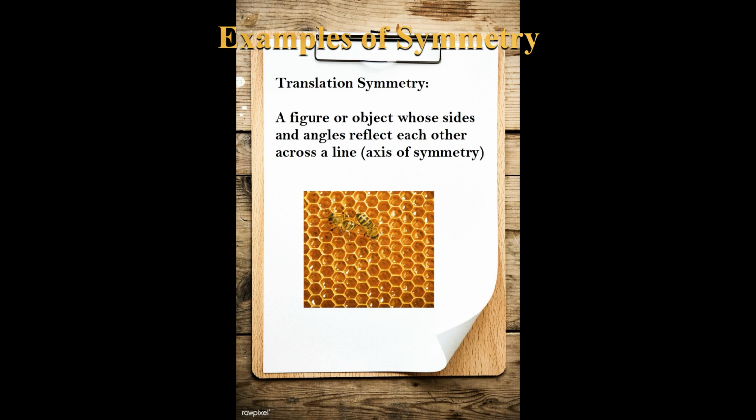Translation symmetry is a figure or object whose sides and angles reflect each other across a line. One of the common examples of translation symmetry is a honeycomb, which is often repeated.